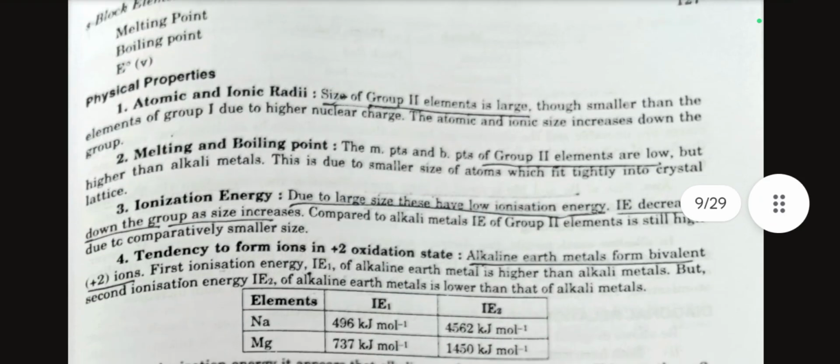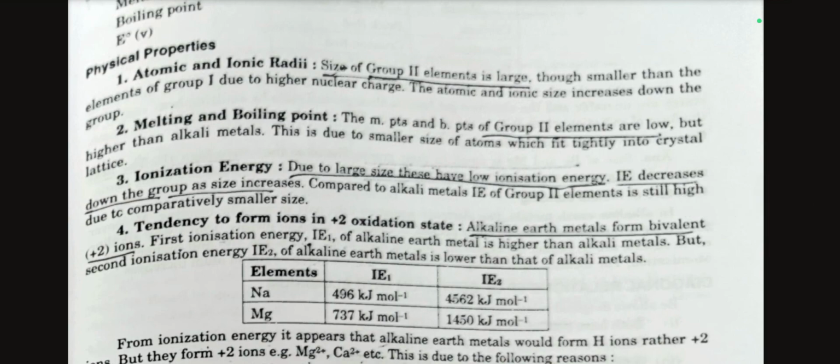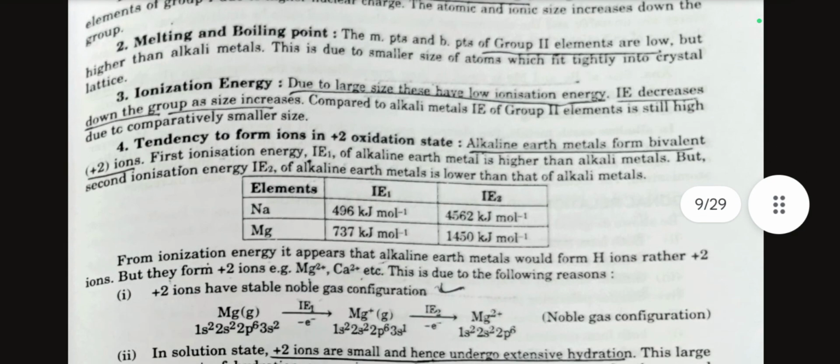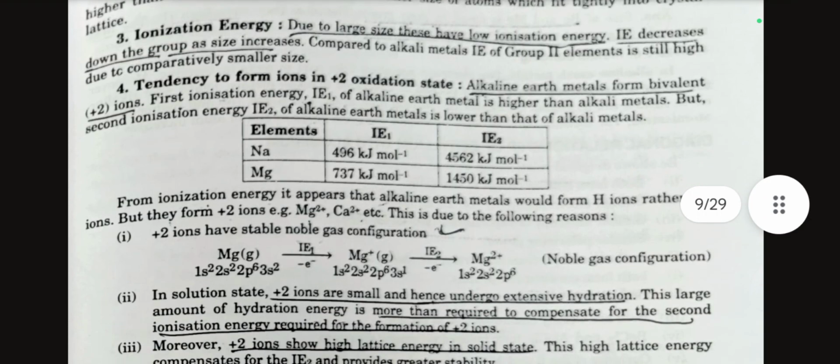Melting and boiling point: the melting point and boiling point of Group 2 elements are low but higher than alkali metals. This is due to the smaller size of atoms, which fit tightly into the crystal lattice. Ionization energy: due to large size, these have low ionization energy. Ionization energy decreases down the group as size increases. Compared to alkali metals, the ionization energy of Group 2 elements is still high due to comparatively smaller size.